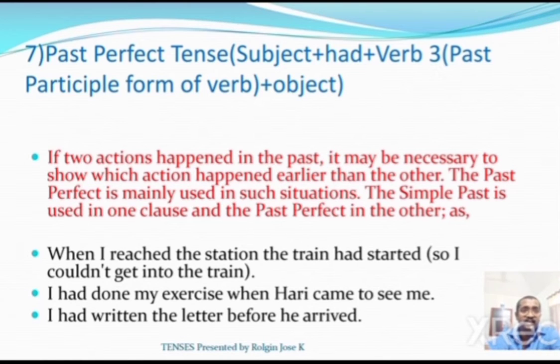I had done my exercise when Harry came to see me. Which action happened earlier? I had done my exercise. That means by the time Harry came to see me, my exercise had been completed. That's the meaning. I had written the letter before he arrived. So before his arrival, what had happened? My writing the letter was already completed. So to indicate the earlier action in the past, we use past perfect tense.